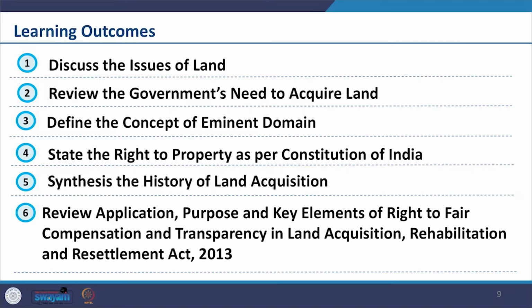So accordingly, the learning outcome expected will be you should be able to discuss the issue of land. You should be able to review the government's needs to acquire land. You should be able to define the concept of eminent domain. You should be able to state the right to property as per our constitution. You should be able to synthesize the history of land acquisition.